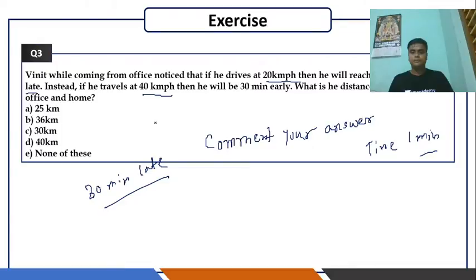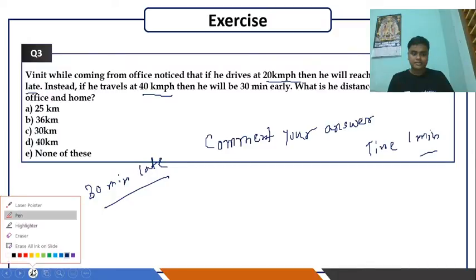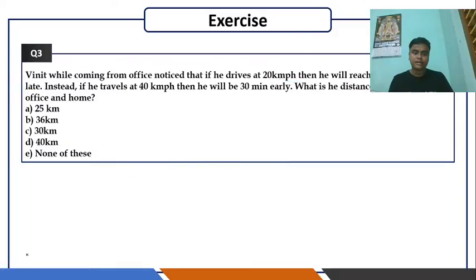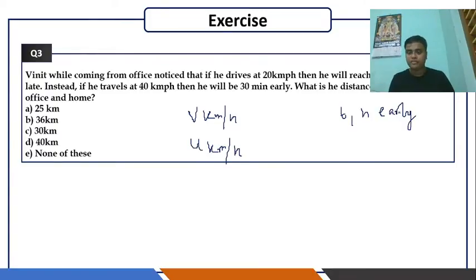Okay, so let's try to solve the problem. I have discussed one trick in the previous class that I took on YouTube on TSD, and you can also find this trick in my other classes on Unacademy. So if a person moves at a speed of v kmph and reaches the destination t1 hours early, and if he moves at a speed of u kmph and reaches the destination t2 hours late, then the distance between the two points is going to be equal to vu by v minus u into t1 plus t2.